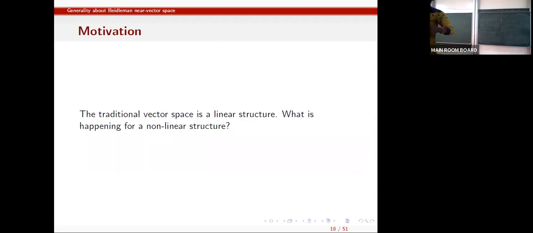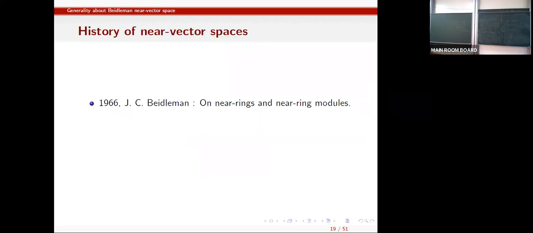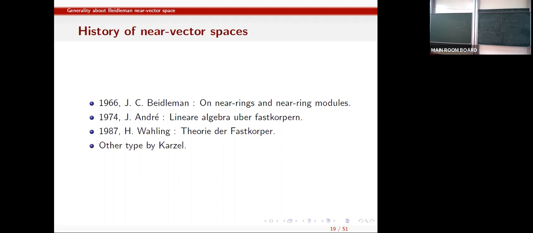So what motivates us here to study Beidleman near vector space? In the literature, there have been several definitions of near vector space. The first one is by Beidleman. The second is by Andre. This is another notion of near vector space, but it has been investigated in the literature, while the first has not been investigated. So we're wondering why the first has not been investigated.